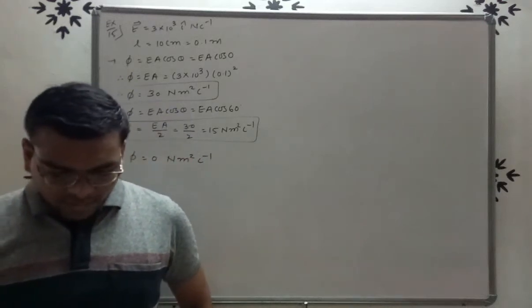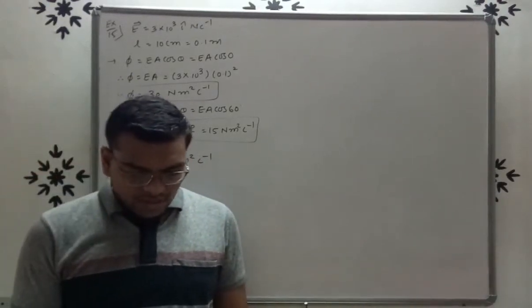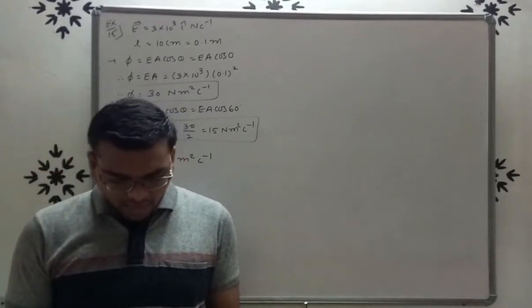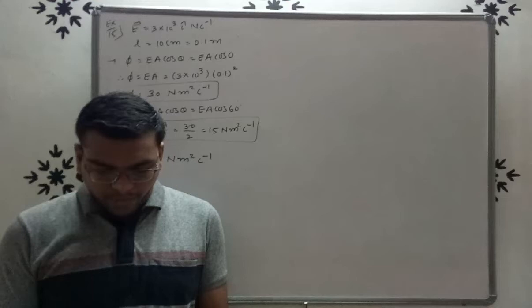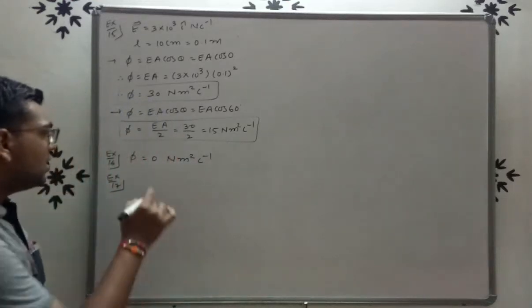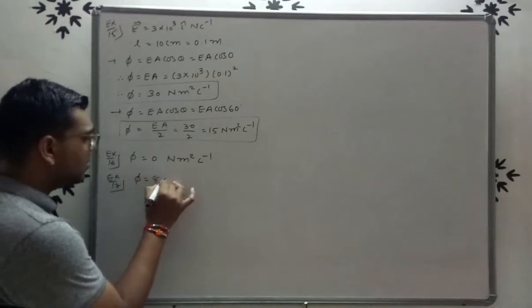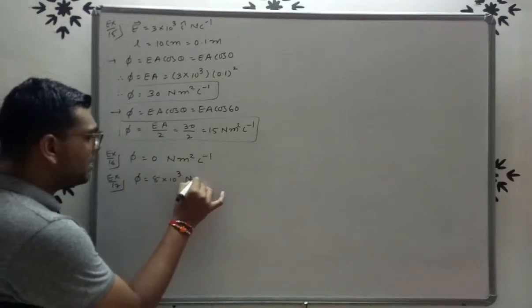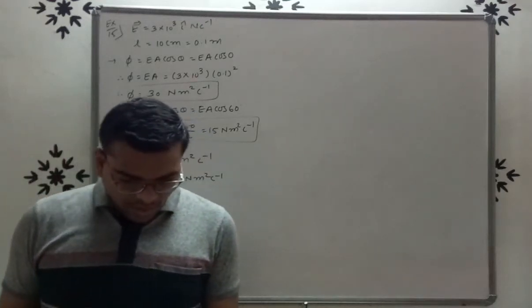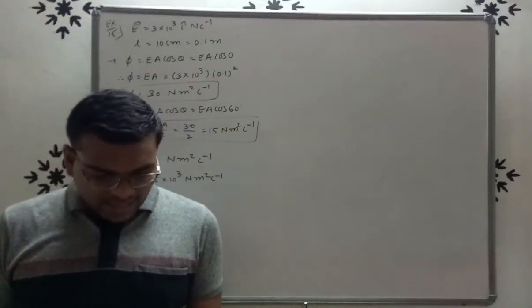Careful measurement of the electric field at the surface of a black box indicates that the net outward flux through the surface of the box is 8 into 10 raised to 3. So here flux phi is given as 8 into 10 raised to 3 Newton meter square per Coulomb. What is the net charge inside the box?